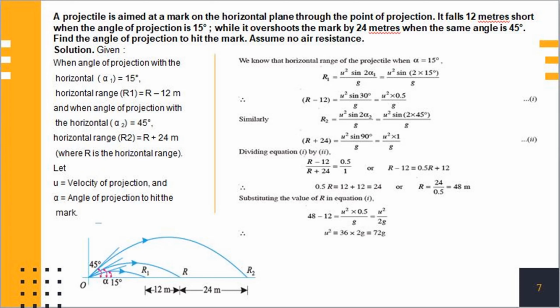First of all, when the angle of projection with the horizontal alpha 1 is equal to 15 degree, the horizontal range r1 is equal to r minus 12 meter. And when the angle of projection with the horizontal alpha 2 is equal to 45 degree, the horizontal range overshoots, therefore the horizontal range r2 is equal to r plus 24 meter, where r is the horizontal range. Let u be the velocity of projection and alpha be the angle of projection to hit the mark.